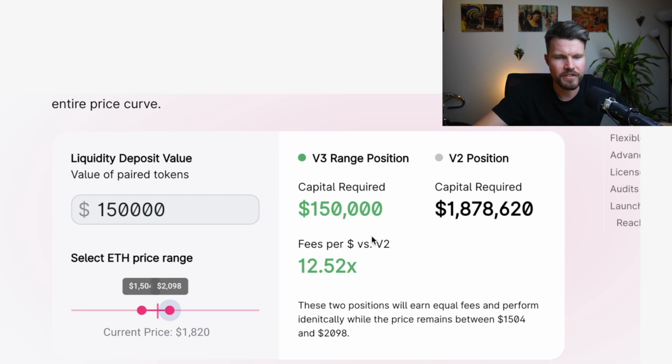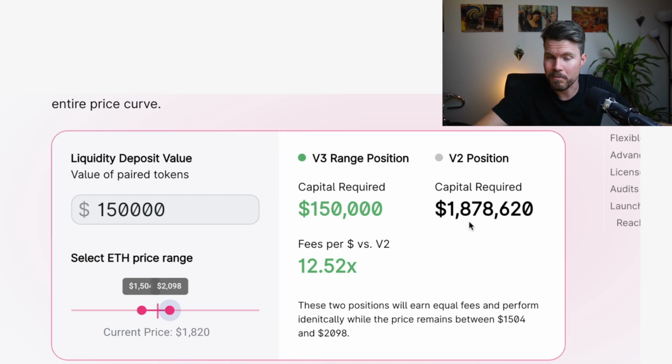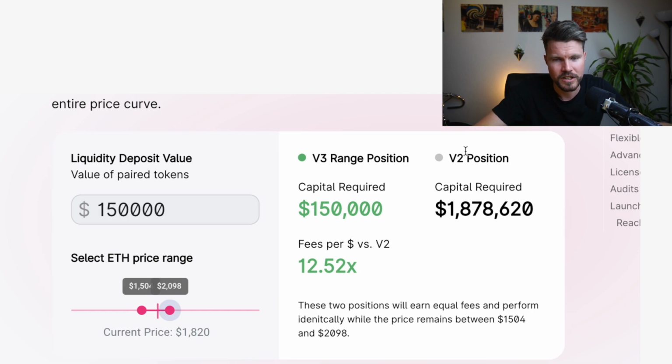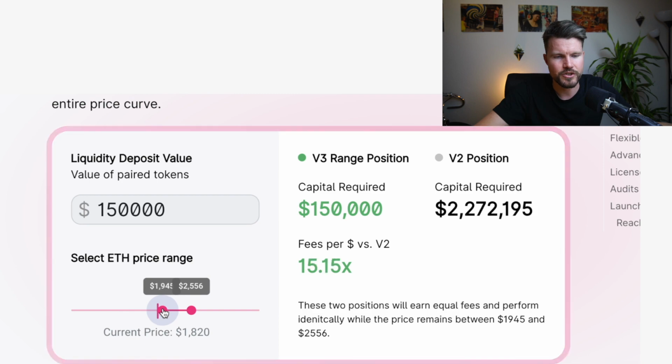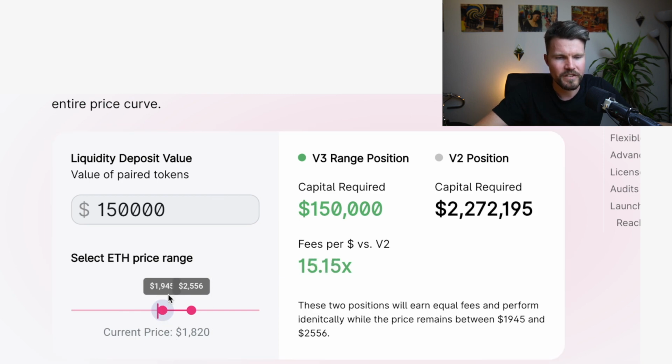So with $150,000 in version 3, I would actually have to have 1.8 million US dollars in version 2 to earn the same amount of fees. And I think this is pretty crazy. So if you select a narrow range, you're always going to have to change this range to make sure that the price is within your range. Otherwise, you won't be earning any fees.